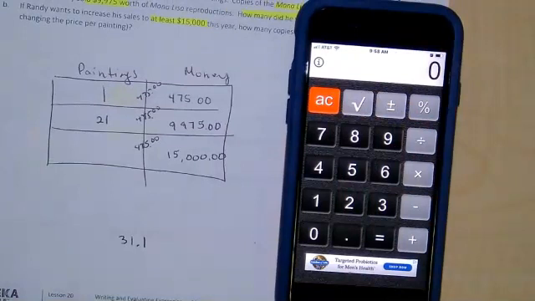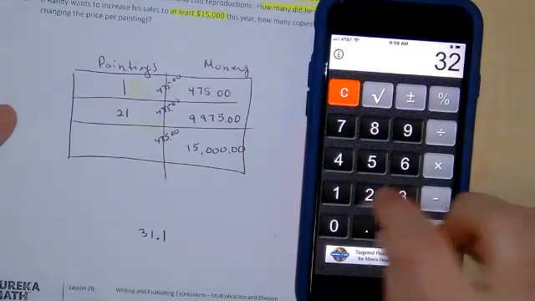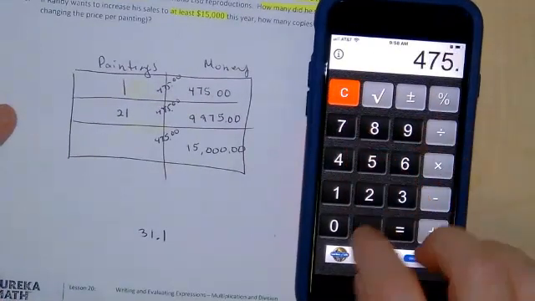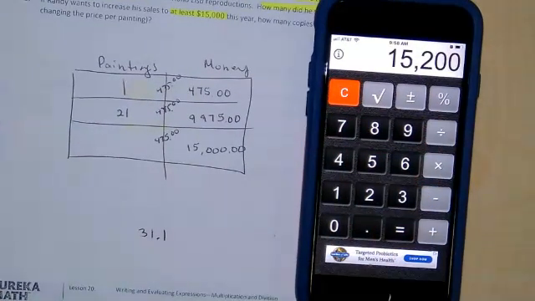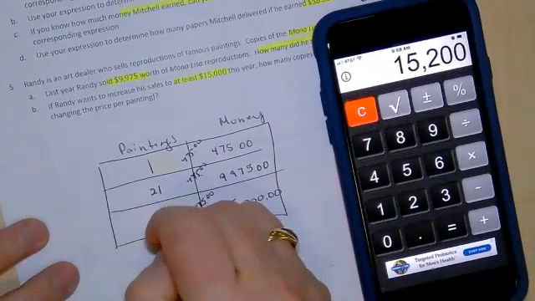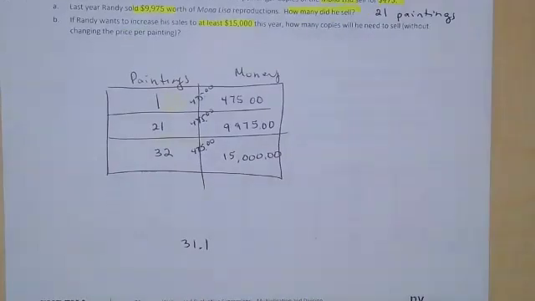Now, if we round to 32, watch what happens. 15,000 or more, right? At least. The question said at least. So there's the 32. Make sense?